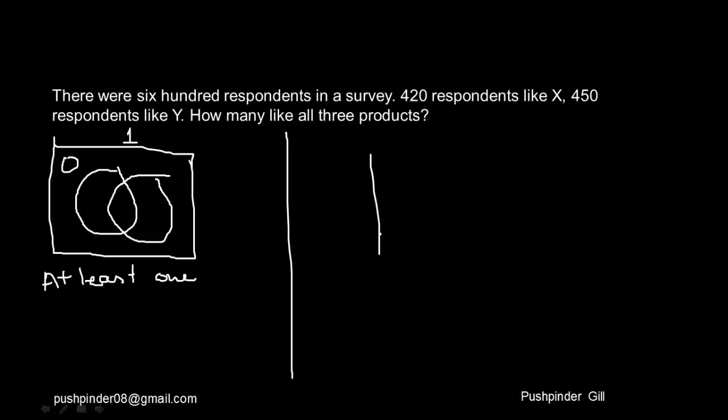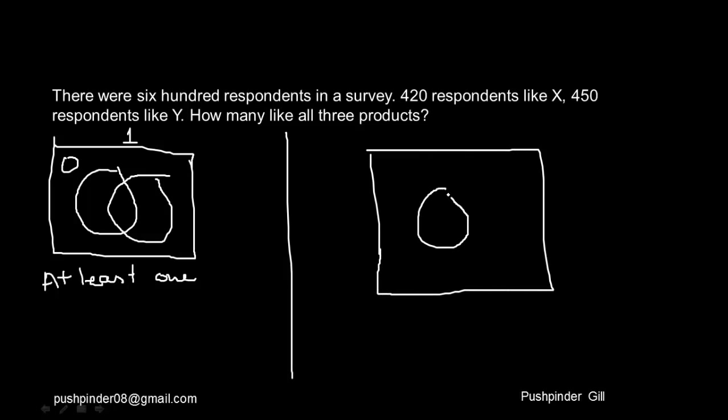But what if I don't give you this line? What if I say, okay, there are 600 respondents, 420 like this, 540 like this. How many like all 2 products, right? So over here I do not know this value, because this line has been omitted from this question. So if I do not know this value, I will not be able to answer the question, right? So I hope everyone is understanding the importance of this line.